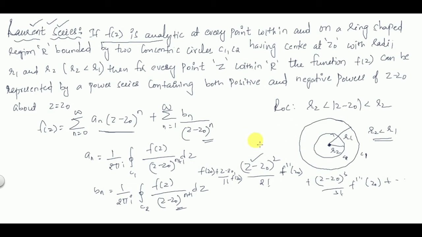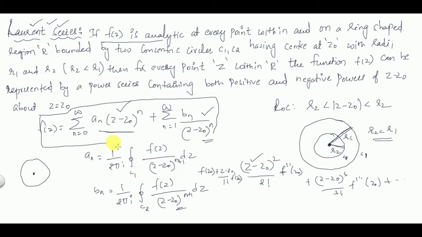Because there we are considering only one circle, and if the point lies inside the circle, then you can easily find the expansion. But now when you are considering two circles, we can expand in both positive powers and negative powers.